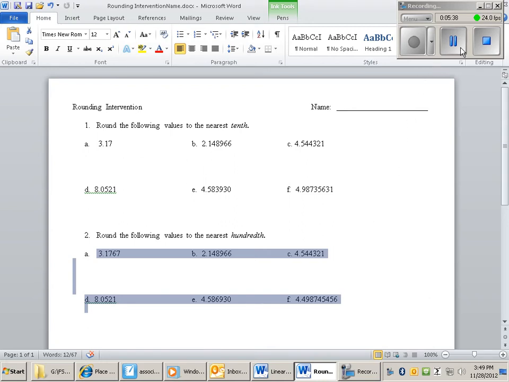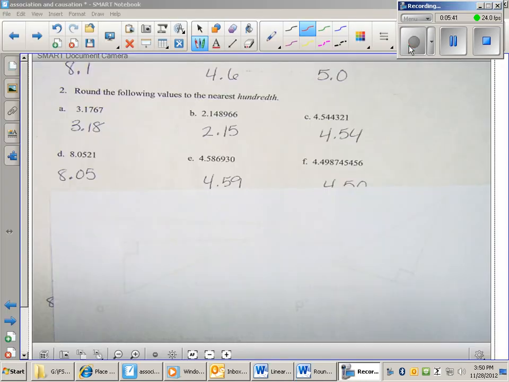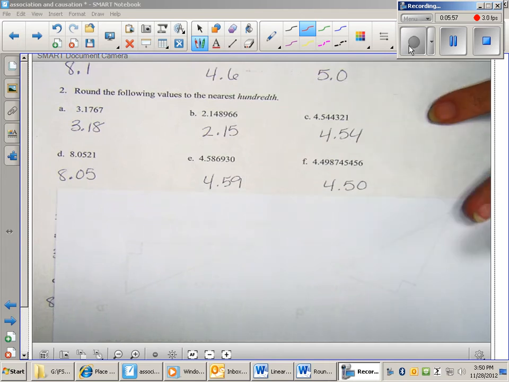Now that you've had a chance to do number 2, you should take a minute and check your answers. For number 2, we're rounding to the nearest hundredth place. That letter F down at the bottom is going to be a 4.50. That's going to be similar to that last example that we did together on the last slide before you started working on this page.